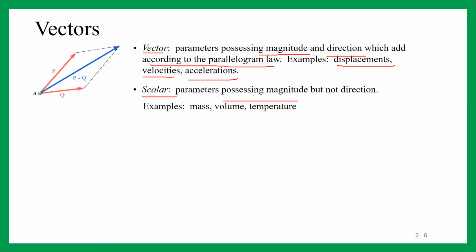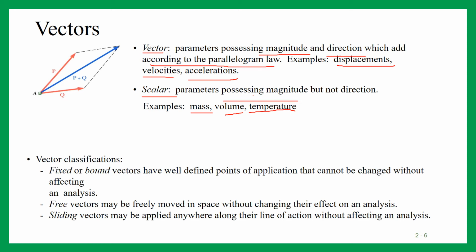Then there are some physical quantities which do not need any direction, so they are called scalars. They possess only magnitude and no direction. Direction is not important for them. For example, mass. We do not need any direction to specify the mass. Similarly, volume, temperature, etc.